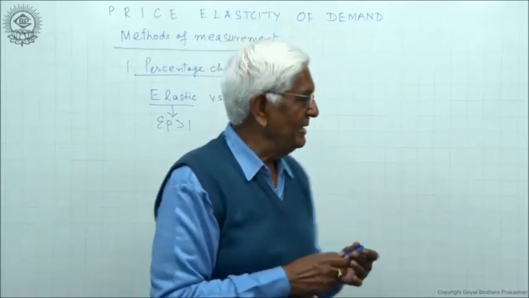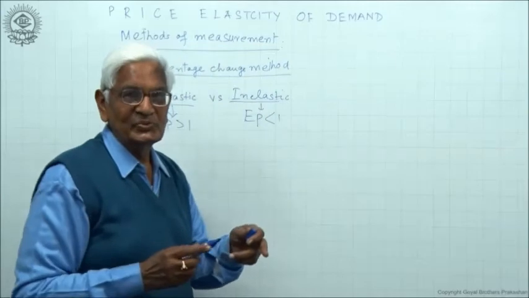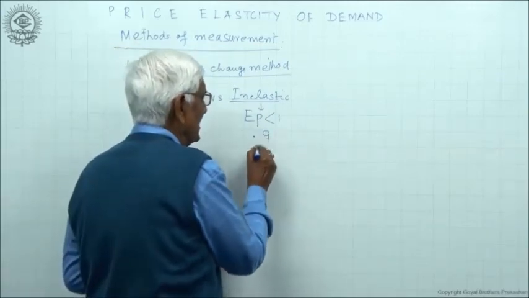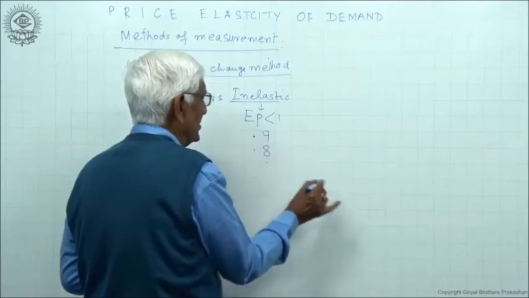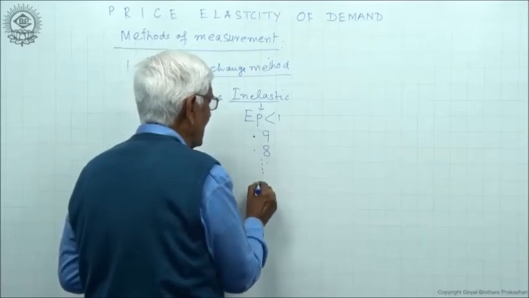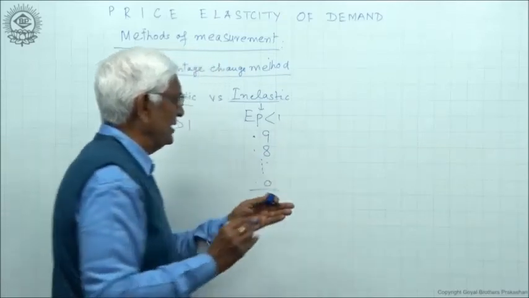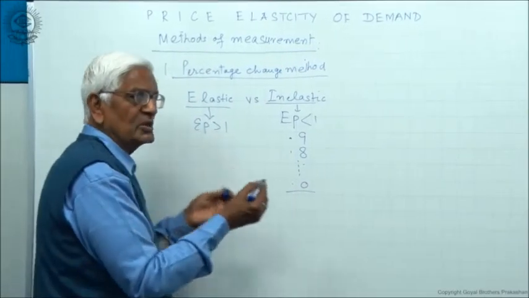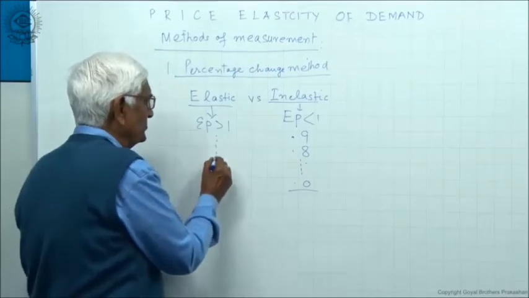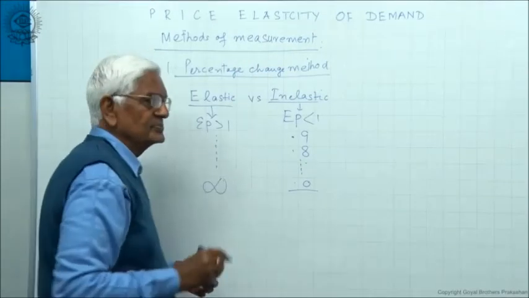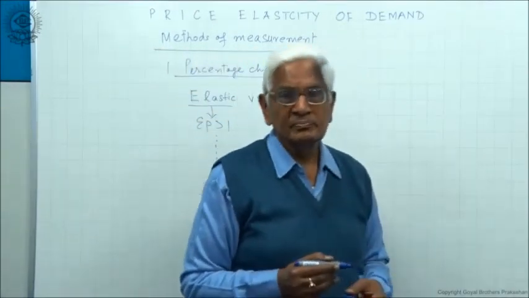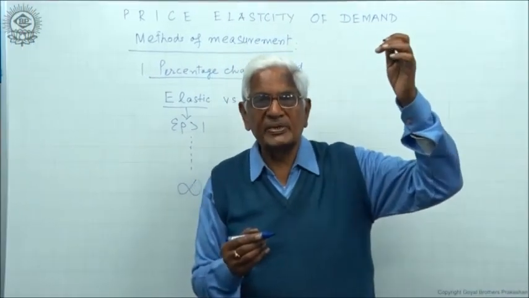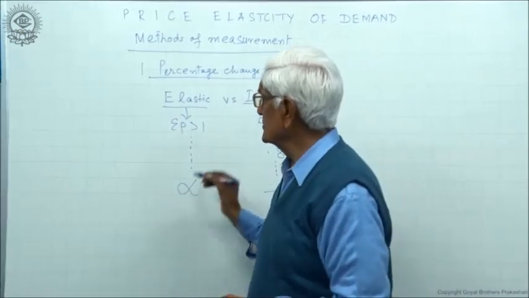And remember, less than 1 doesn't mean 0. 0.9 is also less than 1. 0.8 is also less than 1. Like this, up to 0, it is less than 1. Greater than 1 doesn't mean 2 or 3 or 4. It may be up to any. It may go up to infinity. कुछ भी हो सकता है वैल्यू. 1 से ले 2, 3, 4, 5, 6, 7, 8, 11, 20, 100, 200, इन्फिनिटी, कुछ भी हो सकता है.